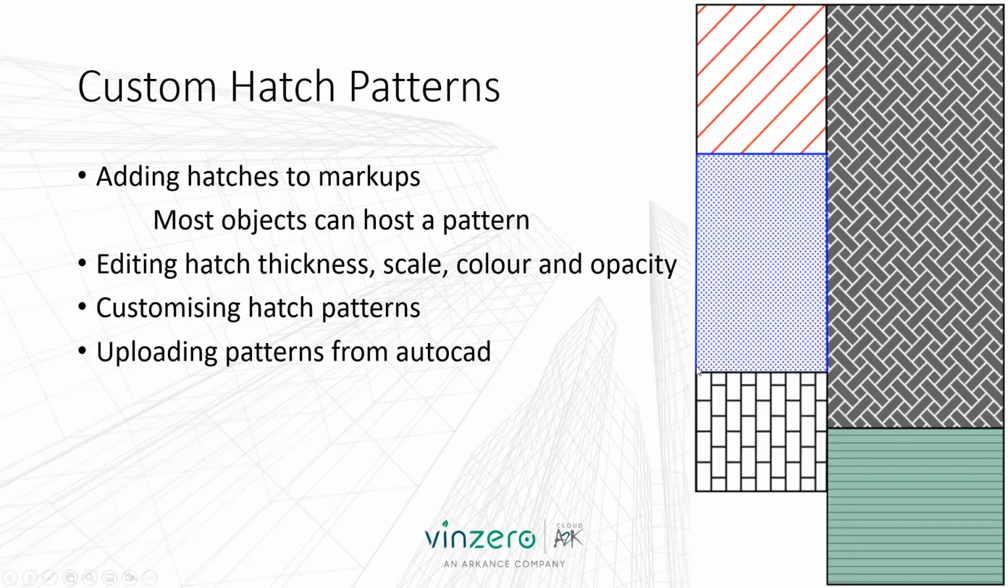So like I was showing you before, polylines. If you did a polyline in a square shape, you wouldn't be able to fill it in. It has to be a polygon or a square, something like that. We'll add a hatch to a markup. Most objects can host a pattern, not line styles, not just lines, it has to be a shape. You can edit the thickness, the scale, the color, and the opacity of a hatch. You can then customize a hatch pattern, and you can also upload patterns from AutoCAD. So if you find some online that you find are actually quite good, you can straight away get those from AutoCAD, or you can, again, use the creator and create your own.